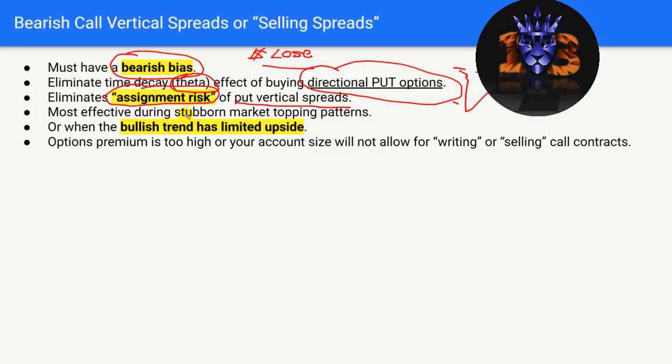This is most effective during stubborn market topping or bottoming, for that matter, patterns. And like I said before, we like to use call spreads with a bearish bias when we're picking these tops. We do not want to mess around with put spreads, because while it's rare, it does happen. I've been caught in it, and I've been trading a long time. I've made and lost millions doing this. So I've learned. Old dogs can learn. And so a bearish call spread is where you want to be.